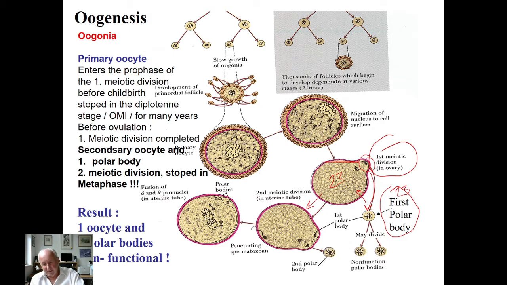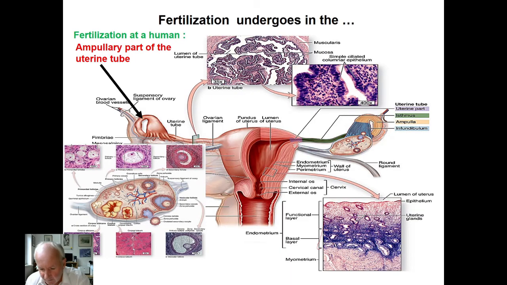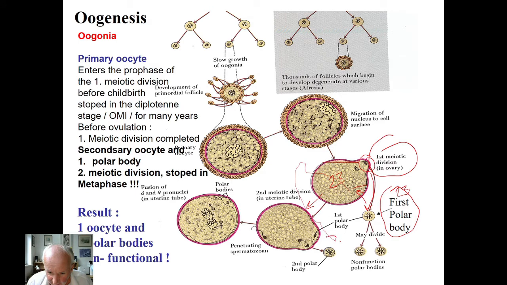If the fertilization happens, the oocyte will finish the second meiotic division. If fertilization does not happen, any fertilization, the oocyte will never come to the end. It will remain in the metaphase and later, let's say very simply, be eaten by the macrophages in the uterine tube. If the fertilization happens, you see after the second meiotic division, the second polar body is falling away.